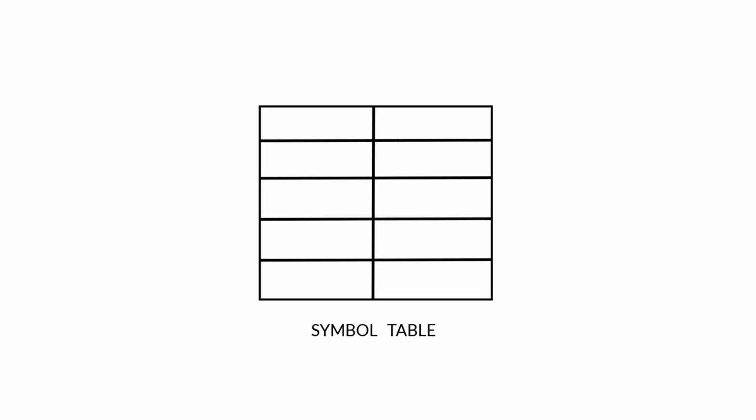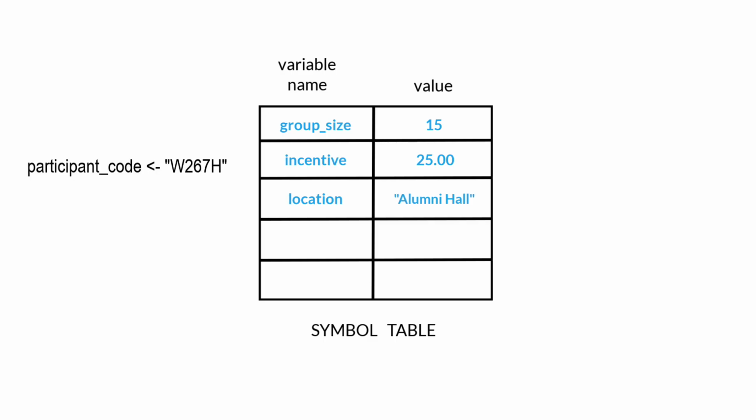Recall that when a program is executing, the symbol table maintains the information about the program's variables and the values they contain. For variables that are base types, such as integers, reals, and even strings, the symbol table contains the value of the variable. For example, if we had a statement participant code is assigned W267H, the value W267H would be held as participant code's value in the symbol table.